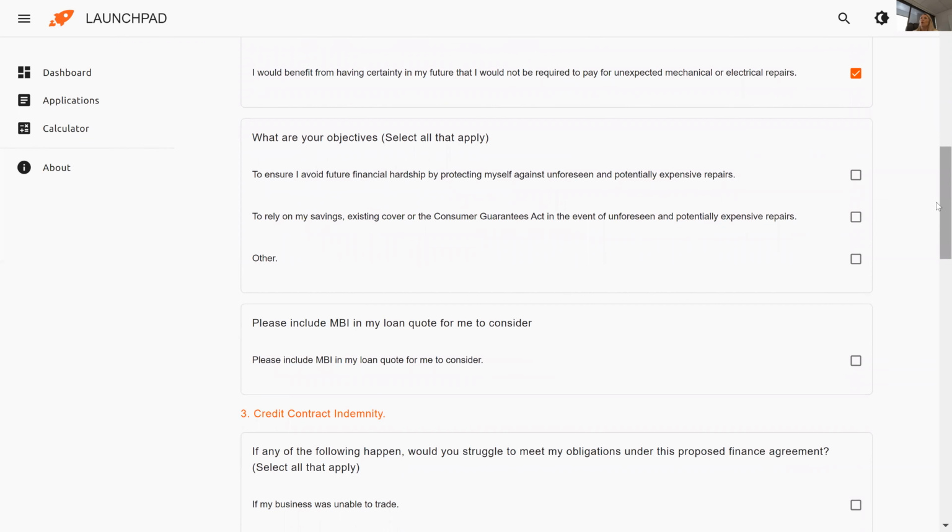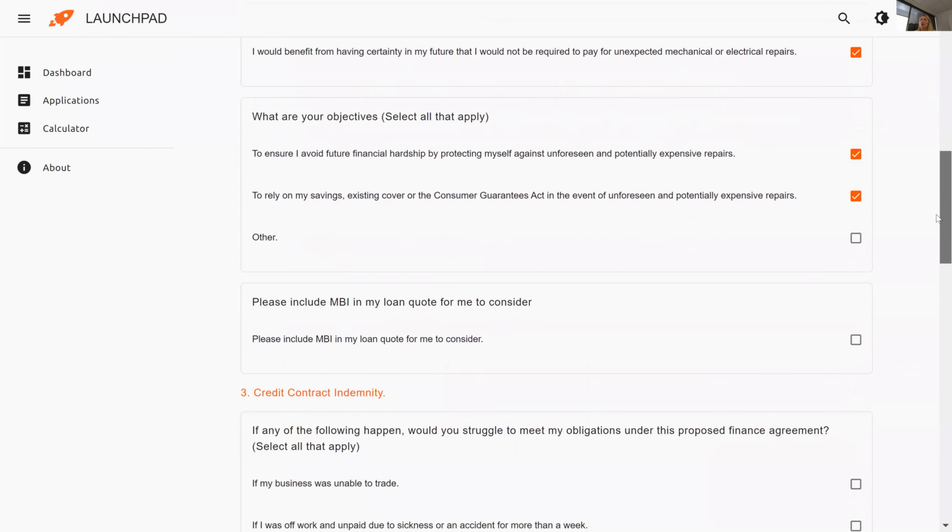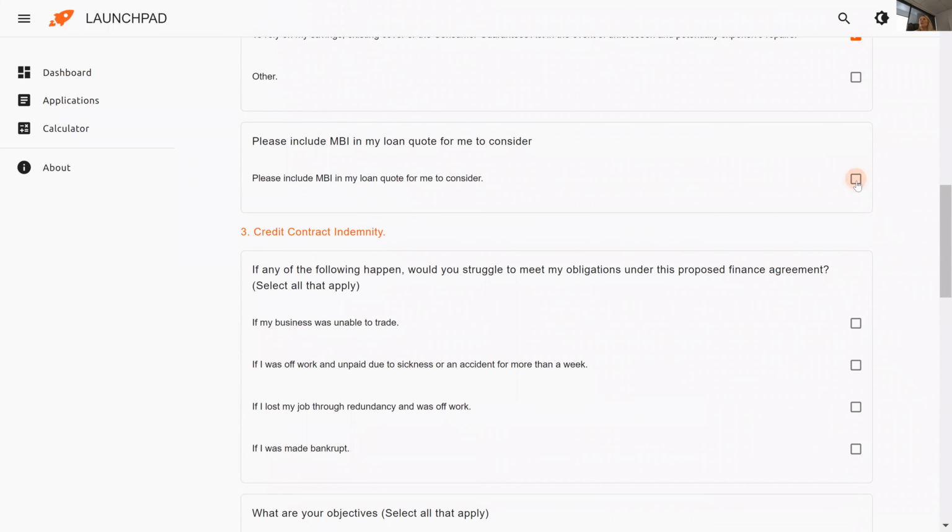So we go through this to ensure I avoid future financial hardship by protecting myself against unforeseen and potentially expensive repairs, or to rely on my savings, existing cover, or the Consumer Guarantees Act in the event of unforeseen and potentially expensive repairs. Please include in my quote for me to consider.